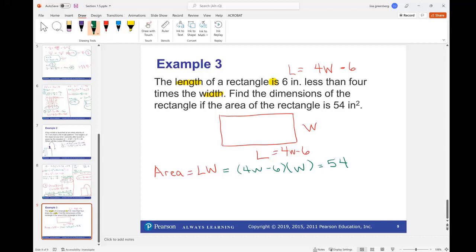Okay, so now again, we have to solve this. So I'm going to first multiply this together, which gives me 4W squared minus 6W equals 54. And now I subtract 54 from both sides, and I get 4W squared minus 6W minus 54 equals 0.